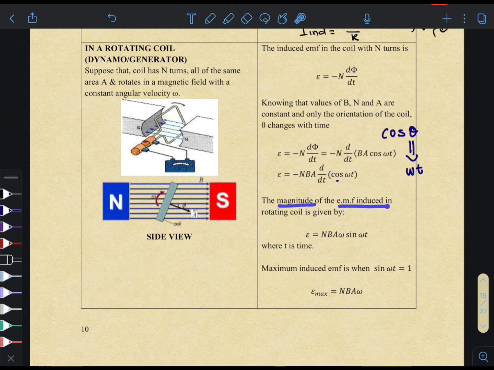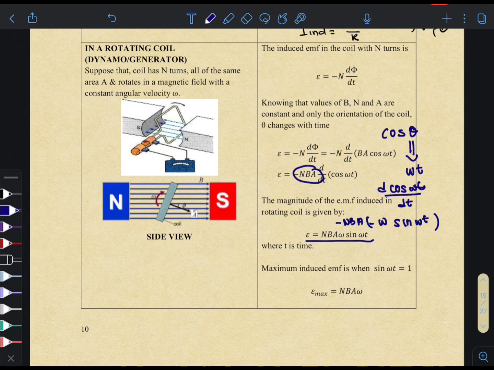So, the magnitude of EMF induced in a rotating coil is given as, bila kita differentiate d cos omega t over dt, what are you going to get is, okay, so apa yang kita akan buat adalah omega kita bawa ke depan, differentiate cos, dapat negative sin omega t, and then you have negative NBA. So, negative NBA, and then negative cancel, so you end up with NBA omega sin omega t. So, this is your magnitude. Alright, T dekat sini adalah masa.